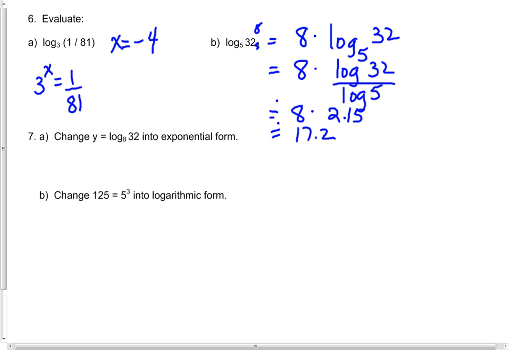Question number 7. Change y equals log base 8 of 32 into exponential form. If y equals, that means that 8 to the y equals 32, which is what I do every time I see a log question anyway. Going the other way, 125 equals 5 cubed. I'm going to change it into a log so that the relationship is the same, it just looks very different. So the base is 5, just like in the exponent. Log base 5 of 125 equals 3. That would be great to be able to go back and forth between those two forms.